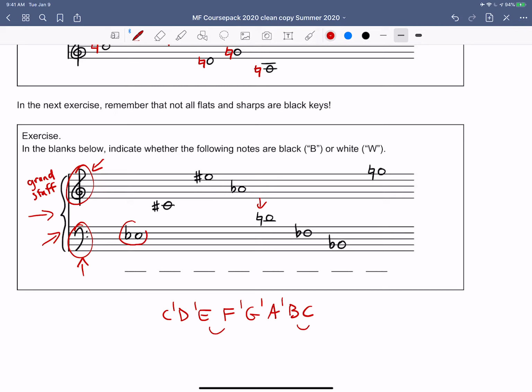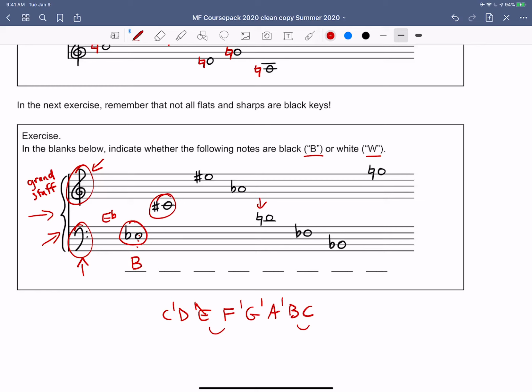So here, we would read this as an E flat, right? Because all cows eat grass, and we've got the flat symbol. So we would speak it as E flat. And now what we need to figure out is, is it a black key with a B or a white key with a W? Well, here's an E right here in our diagram. Flat means go to the left by a half step. Oh, it lands us on that black key in between D and E. So that would be B for black.